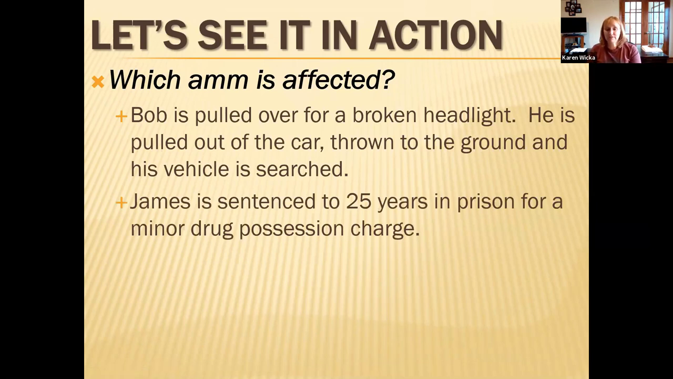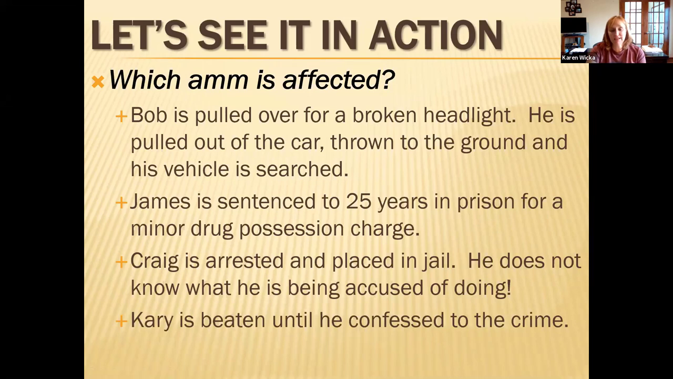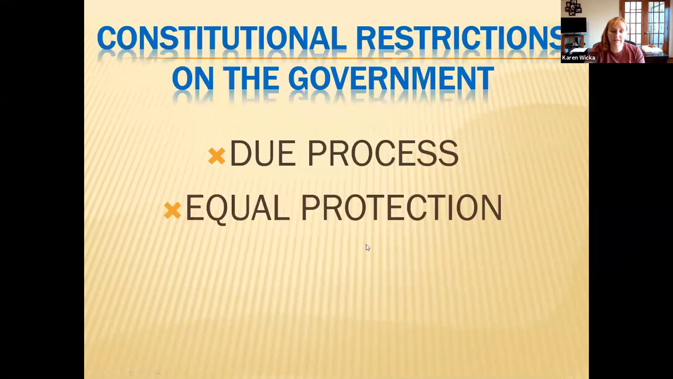James is sentenced to 25 years in prison for a minor drug possession charge. Which one of the Bill of Rights would be affected by this? That would be your 8th Amendment. Craig is arrested and placed in jail. He does not know what he's accused of doing. That is going to be your 5th Amendment. So 4th Amendment for arrest, 5th Amendment, just thrown in jail, not told, due process. You have to be told what your charges are. Kerry is beaten until he confesses to a crime. So that is also going to be 5th Amendment, 6th Amendment, the right against self-incrimination, the right to an attorney. Okay, so the different things that exist in the Bill of Rights affect the procedural law that we have to deal with.